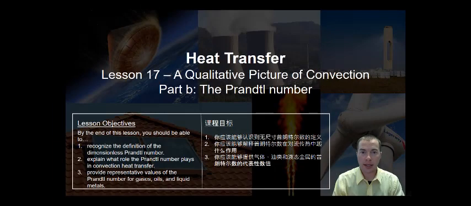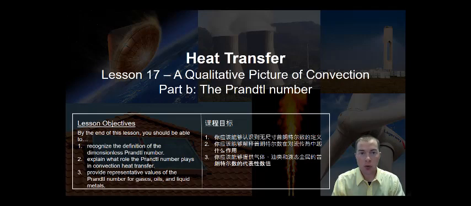This is the second part of the 17th lesson in heat transfer. The 17th lesson is focused on developing a qualitative picture of convection heat transfer. This qualitative picture will form the basis on which we will begin to make calculations of what the convection heat transfer coefficient is in a variety of flow situations.